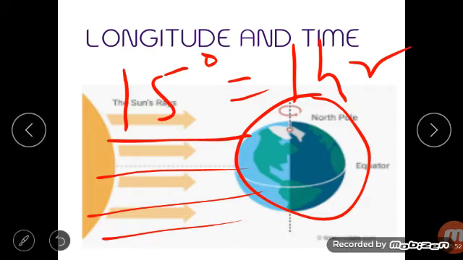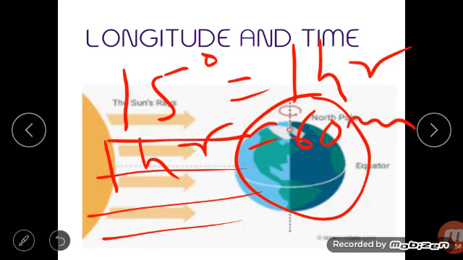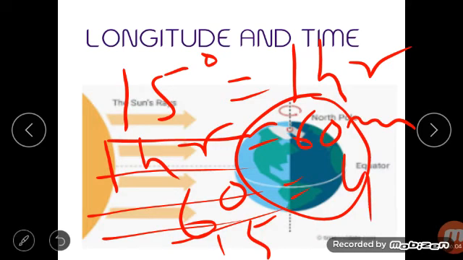1 hour means 60 minutes. So 60 upon 15, how much will you get? 4 minutes. So we can say the earth rotates through 15 degree of longitude in 1 hour and 1 degree of longitude in 4 minutes.